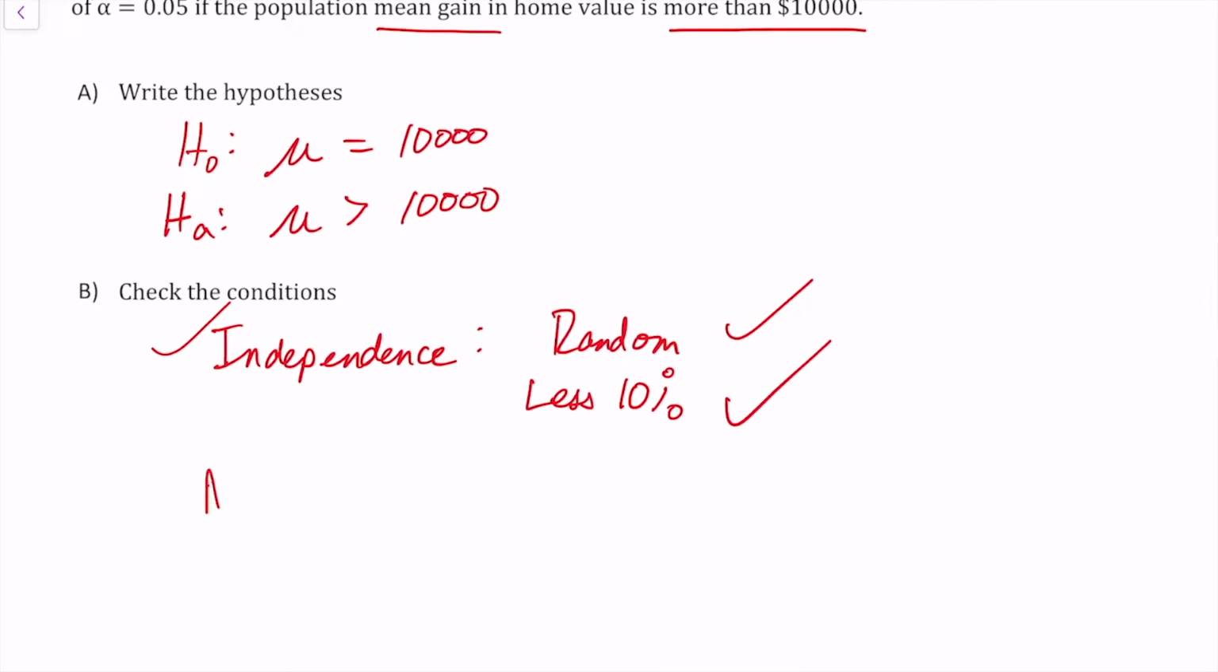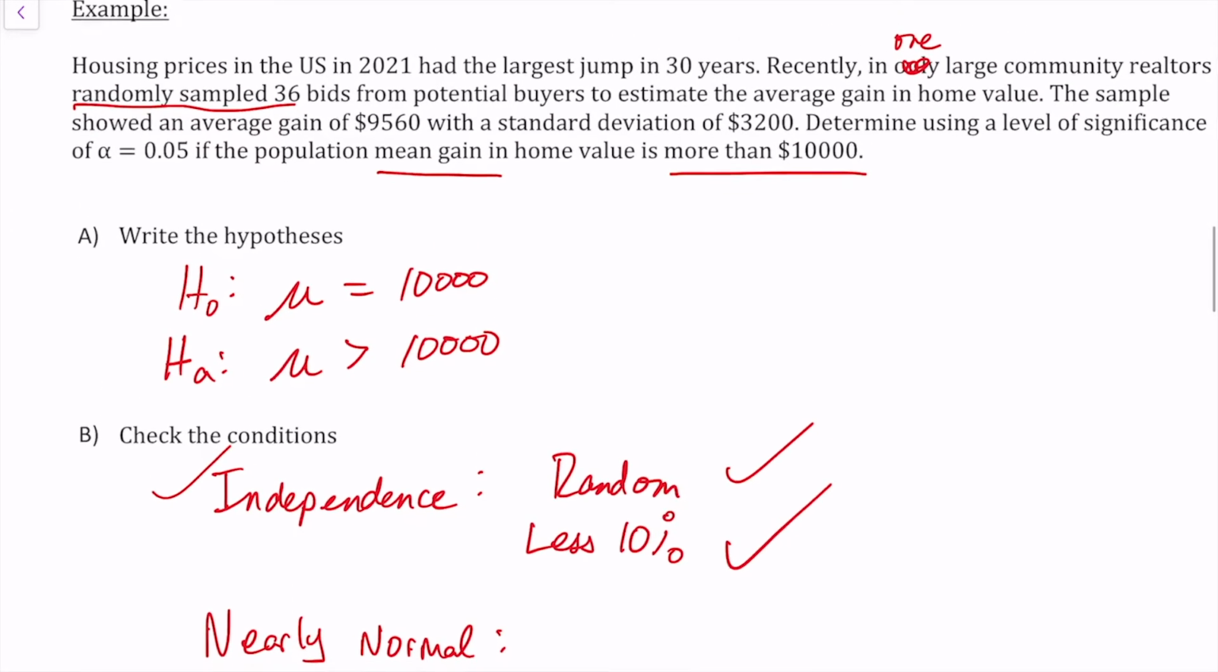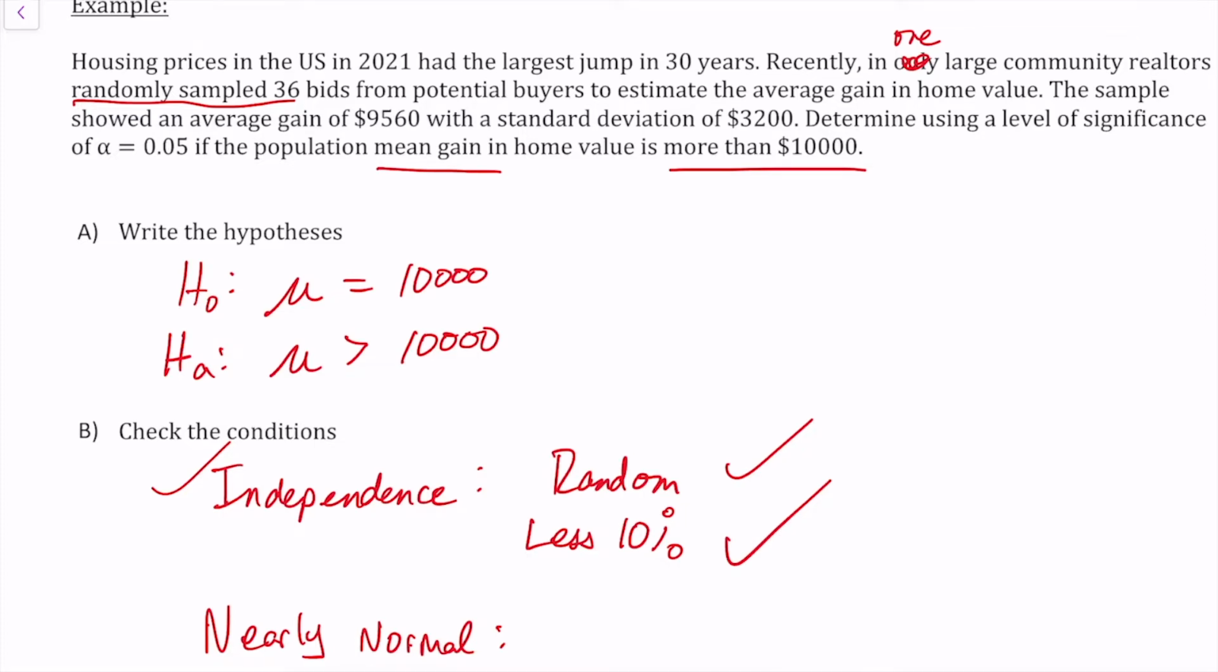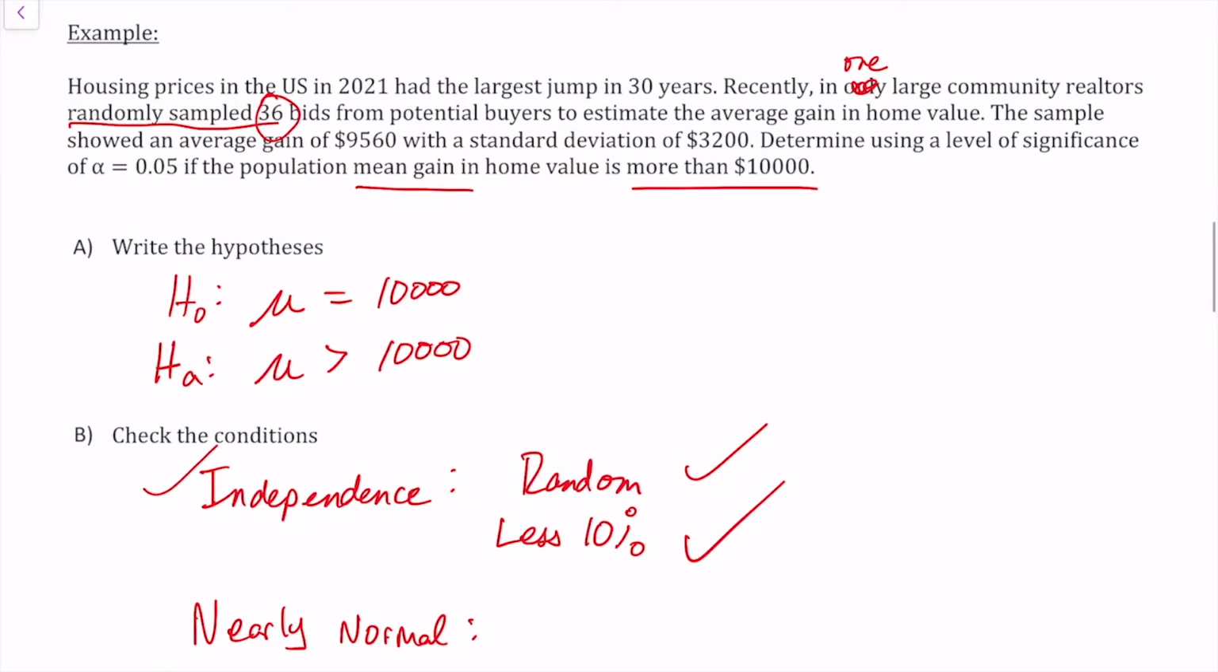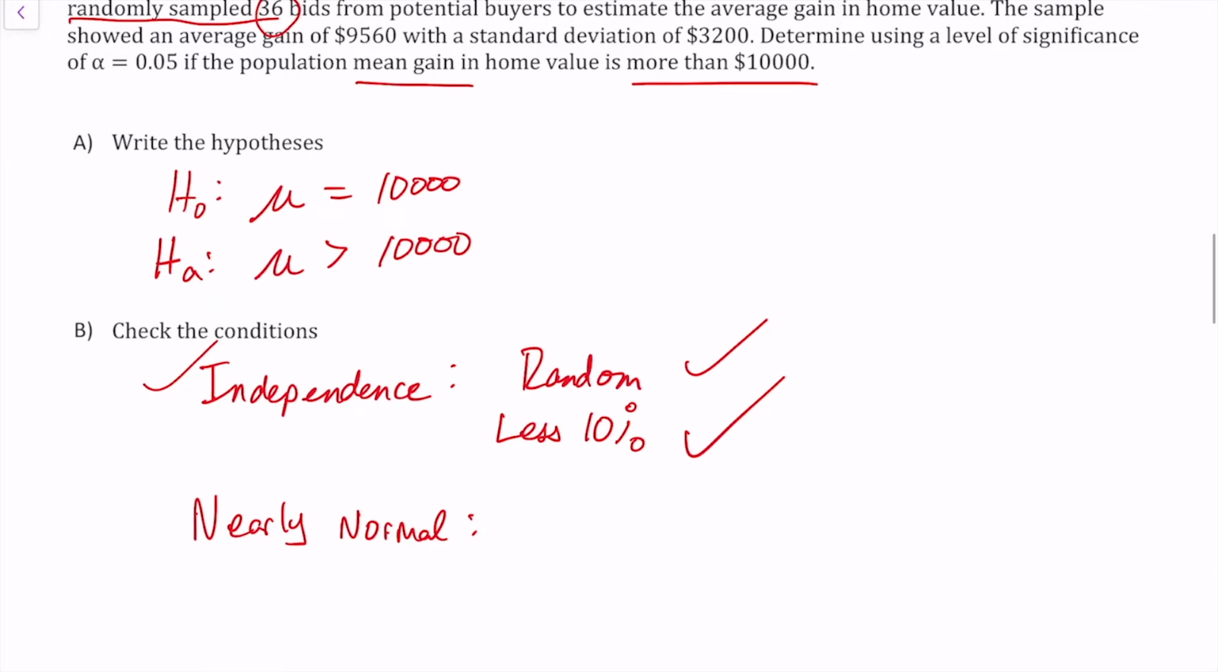Next, let's check the nearly normal condition. This one is a little tougher to check, right? We don't actually have all 36 of the data values. It would be nice if we had the data and could look at a histogram and then be pretty sure here. But what we're going to go off of is the fact that we have a sample size of 36. We're typically going to say that that's large enough for us to say it's nearly normal. Remember, the condition is if your sample is big enough, you don't have to worry about unimodal and symmetric. So we're going to say it's plausible.